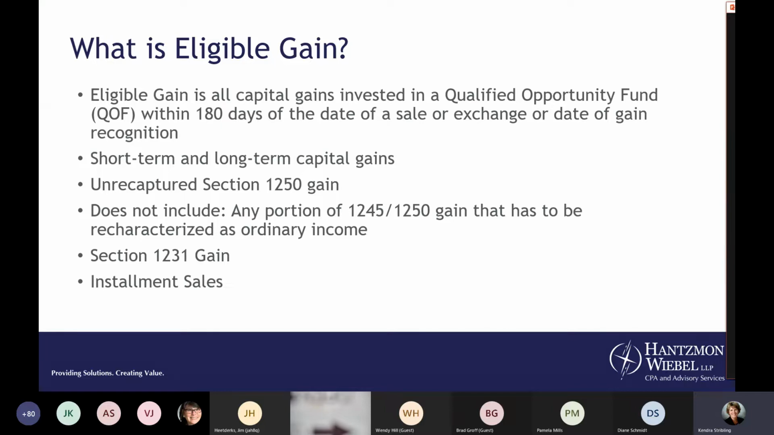Now, related to installment sales, the final regulations clarified that if a taxpayer sells an asset on the installment method and that gives rise to eligible gain, the taxpayer may defer each and every gain recognized over the period of years payments are received until the end of 2026, even if the initial sale was prior to 2018. Also, the 180-day reinvestment period can be either a separate 180-day period for each payment received by the taxpayer, or it can be a single reinvestment period beginning on the last day of the tax year.